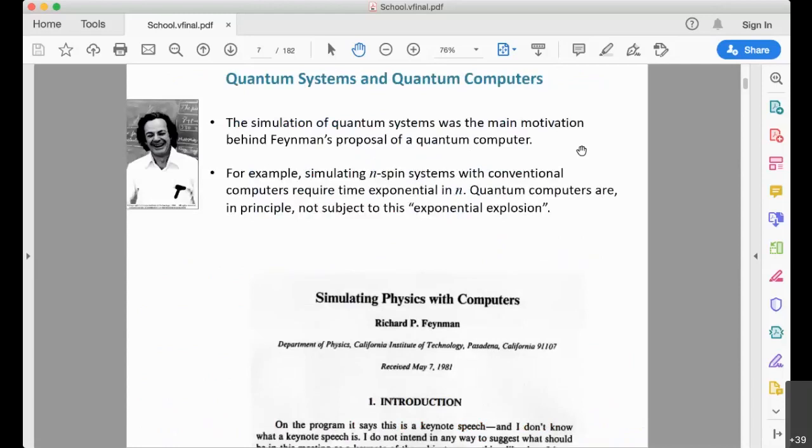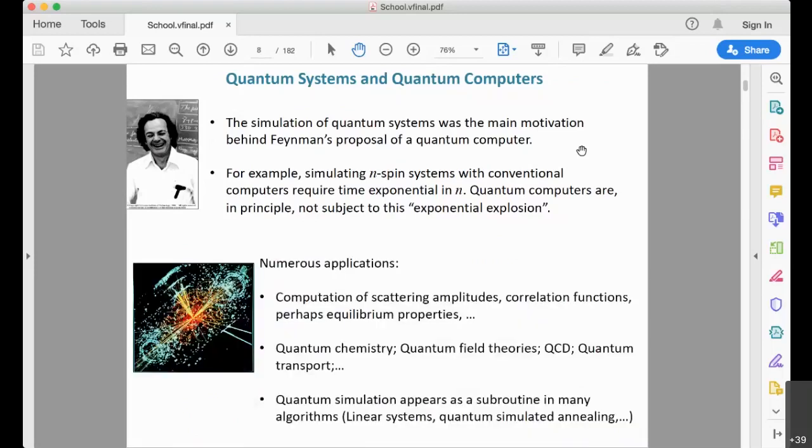The problem of quantum simulation was the main motivation behind Feynman's proposal of a quantum computer. Feynman noticed that simulating, for example, an n-spin quantum system with a conventional computer required time that was exponential in this n, little n, which is the number of qubits, say. So in principle, quantum computers are not subject to this exponential explosion. And this is what Feynman noted, and that's basically where one of the motivations of the quantum computer was born.